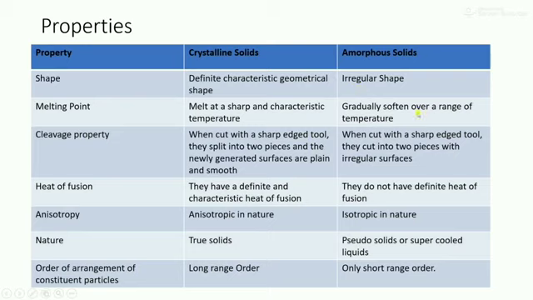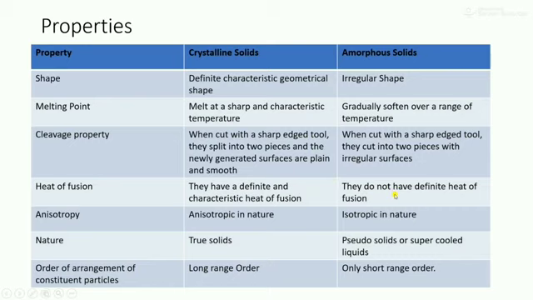Third is the cleavage property. When crystalline solids are cut with a sharp edge tool, they split into two pieces and the newly generated surfaces are plain and smooth, while when amorphous solids are cut with a sharp edge tool, they cut into two pieces with irregular shapes. Fourth is the heat of fusion. Crystalline solids have a definite and characteristic heat of fusion, while amorphous solids do not have a definite heat of fusion. Fifth is the anisotropy.